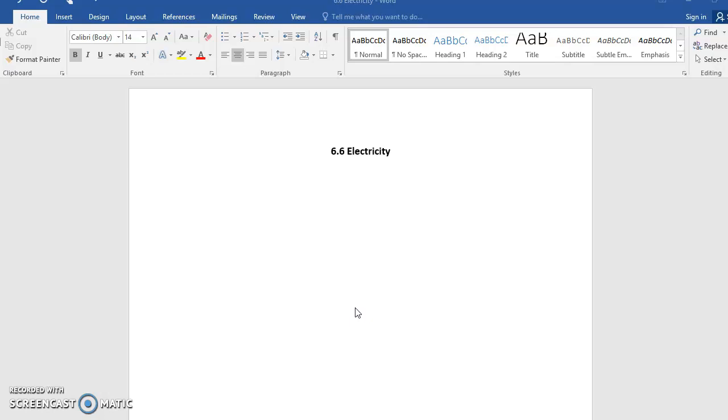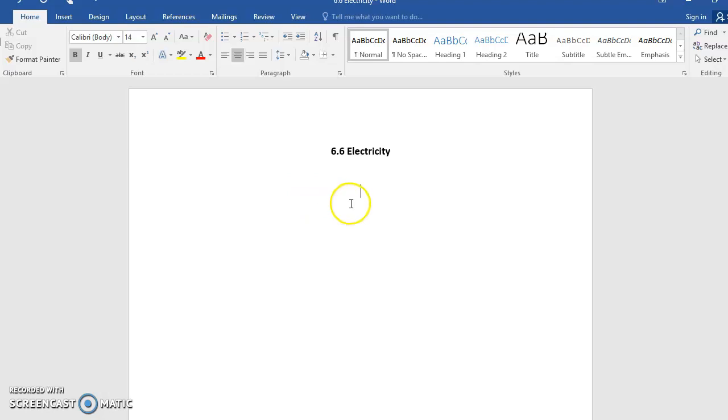When we mention energy, we tend to think of things like lightning bolts or plugging in our electronics or light bulbs and stuff like that, and that all comes down to electricity. So this is 6.6 about electricity. We're going to be talking about the basics of electricity today.